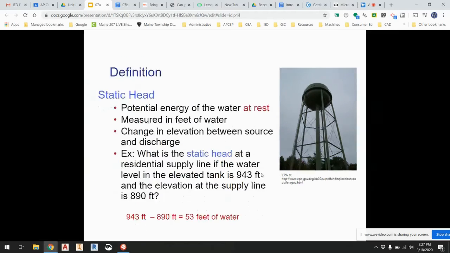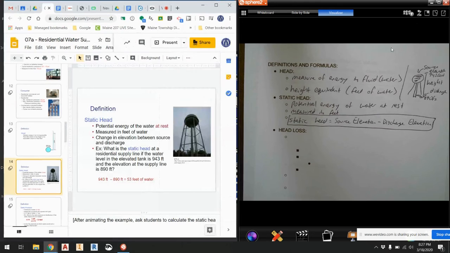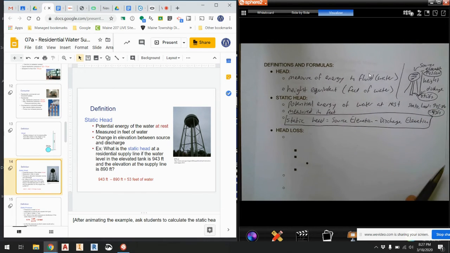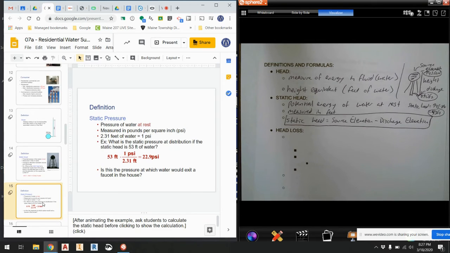And so the static head there, so again, I'm saying this was 943, this was 890. The static head is equal to 943 minus 890 is equal to 53 feet. All right, so it's simply just a difference in height. But as soon as the water starts moving away from this tower, you have head loss.